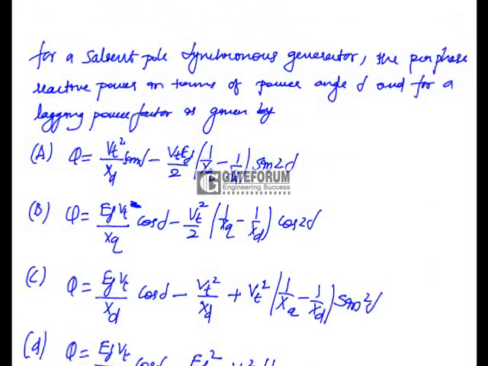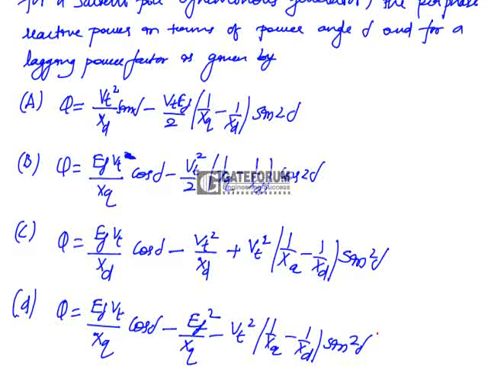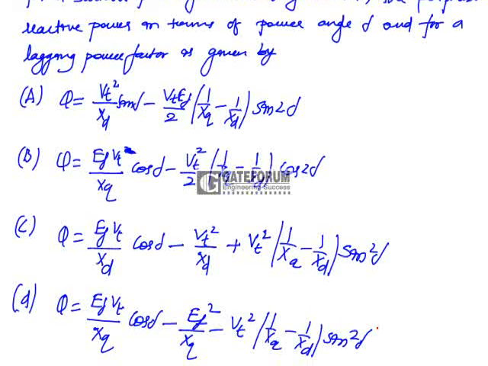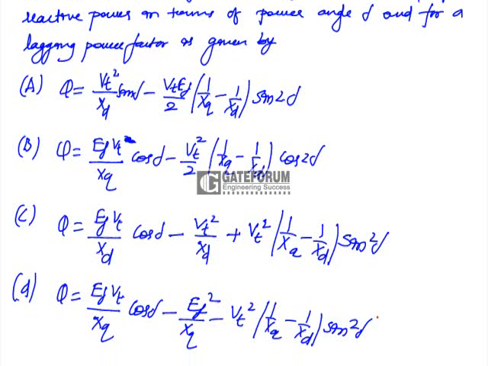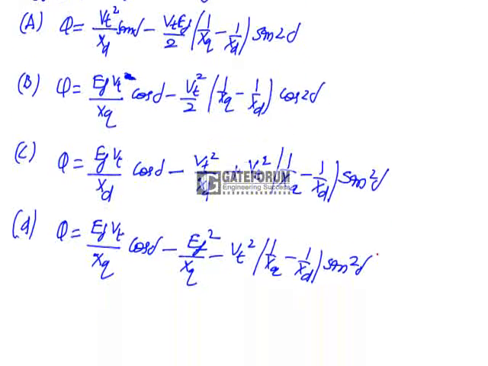For a salient pole synchronous generator, the reactive power in terms of power angle delta and for a lagging power factor is given by. We have to find the reactive power equation of a salient pole synchronous generator. In a salient pole synchronous generator, the air gap is not uniform throughout the cross section. We have minimum air gap along the direct axis, whereas maximum air gap across the quadrature axis.